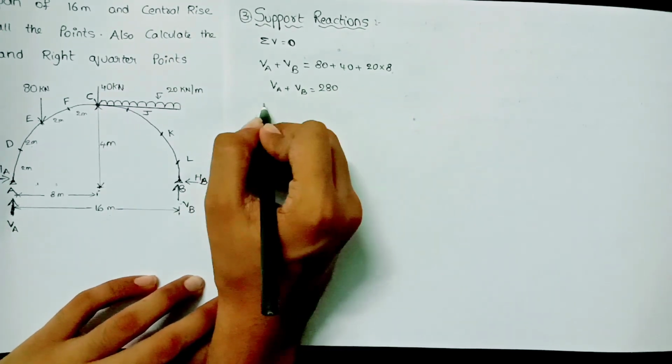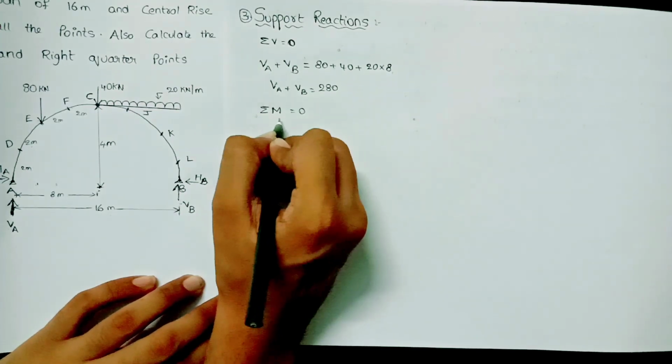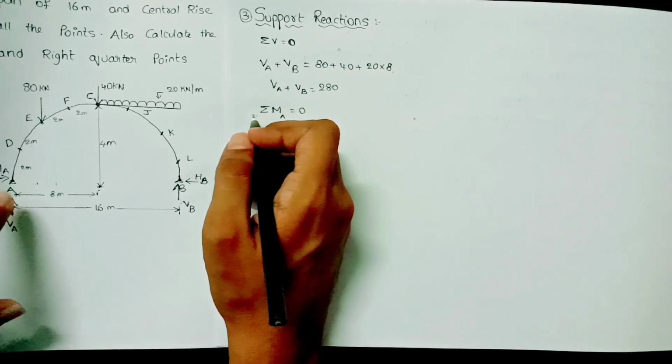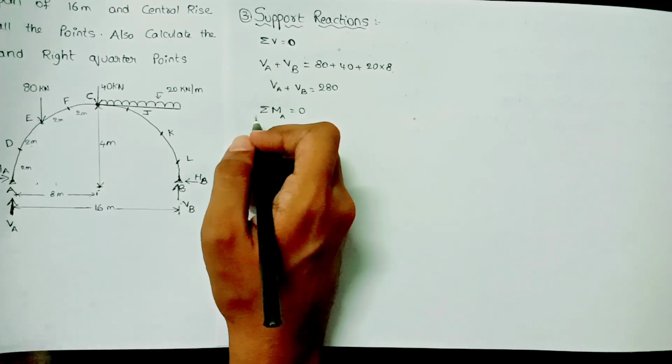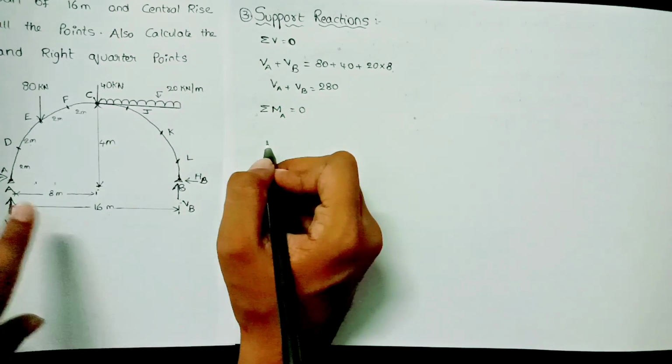So this is one equation. Now I will take summation of moments equal to 0 about A. You can also take the moment about B. I am taking moment about A. This procedure is similar to the simply supported beam. Now we are calculating the support reactions.